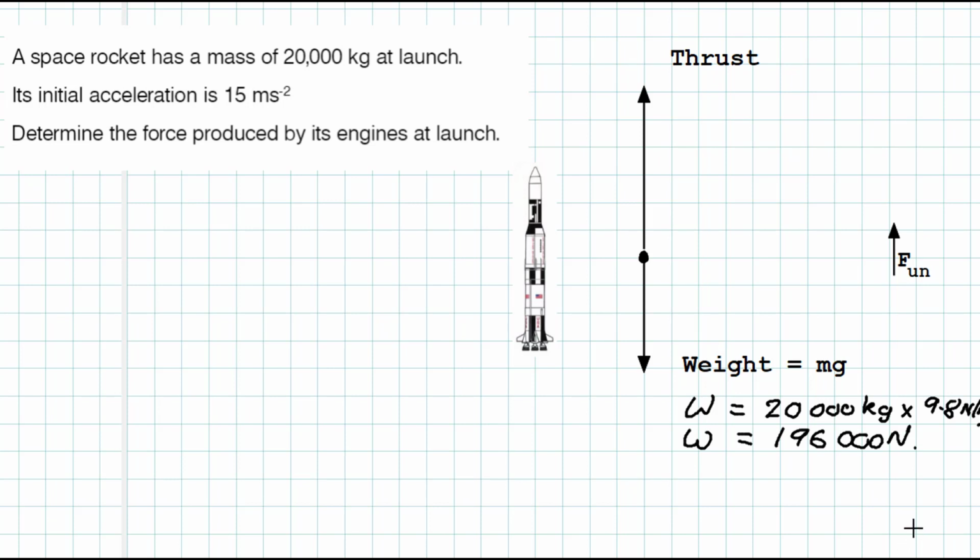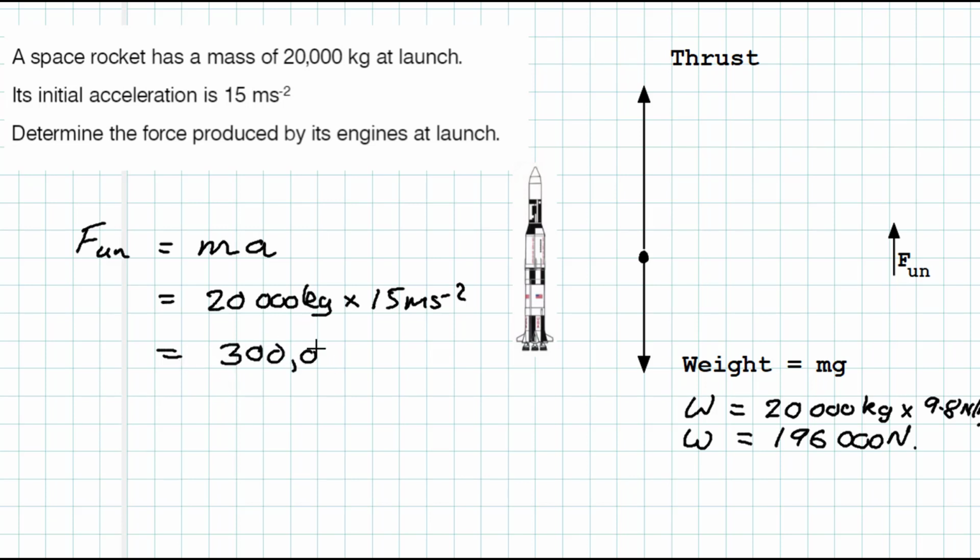Now we also can work out the unbalanced force, because we all know that the unbalanced force is always equal to the mass of the object which is accelerating multiplied by its acceleration. So the mass of the object is 20,000 kilograms, and we have got acceleration to be 15 meters per second every second upwards. So multiplying those two numbers together, we get the unbalanced force to be 300,000 newtons.